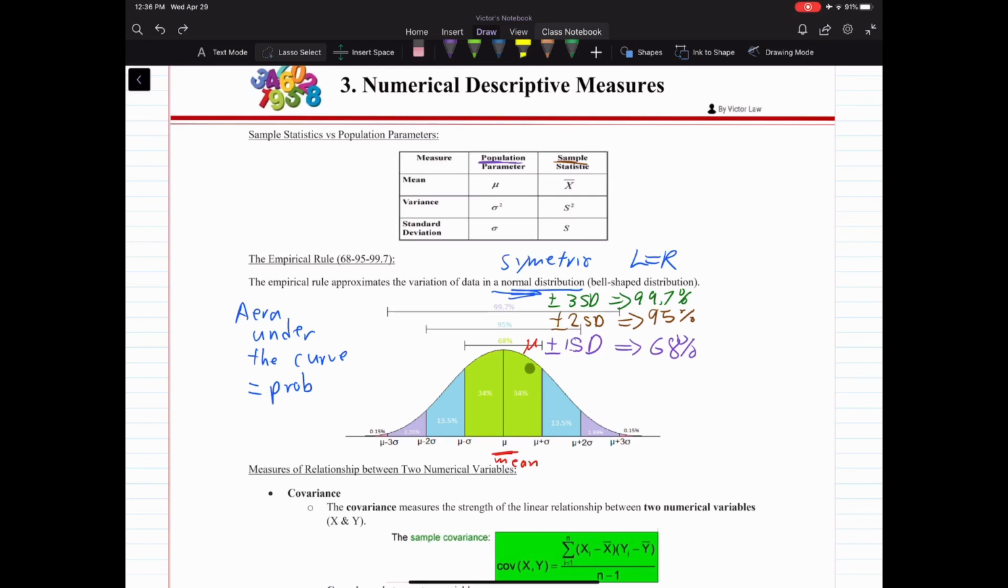68% represents the mean plus minus one standard deviation. So we have the mean, and then we plus one standard deviation, and minus one standard deviation. The area of this gap here contains 68% of the data set.